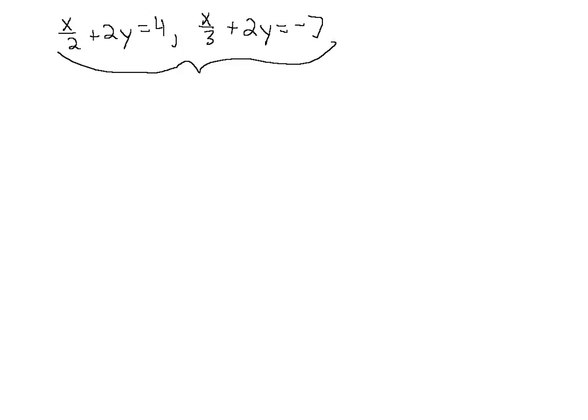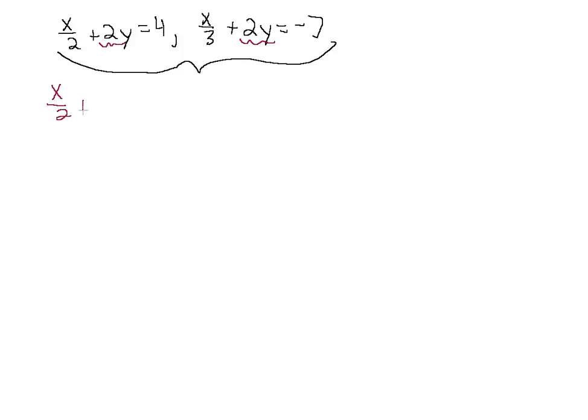We have x over 2 plus 2y equals 4. And we also have x over 3 plus 2y equals minus 7. So this is our linear system of equations, and we should notice that we have one variable, the y variable, that has the identical coefficient in both equations. So this is easily set up as subtraction. We could subtract equation 1 from equation 2.